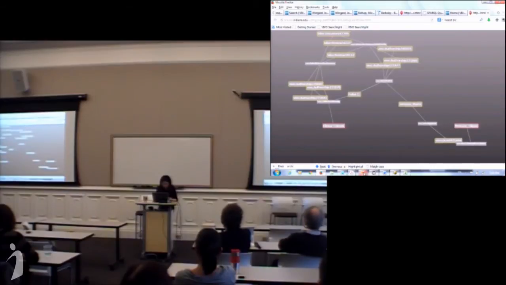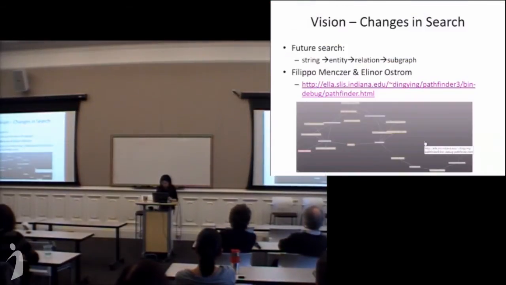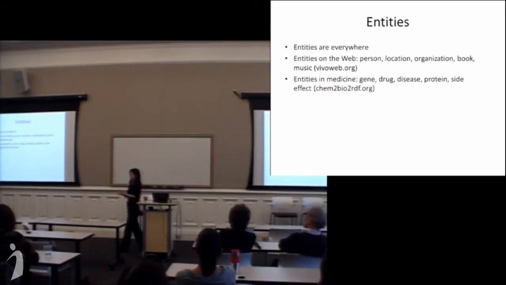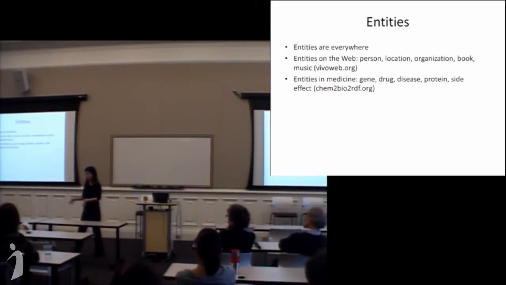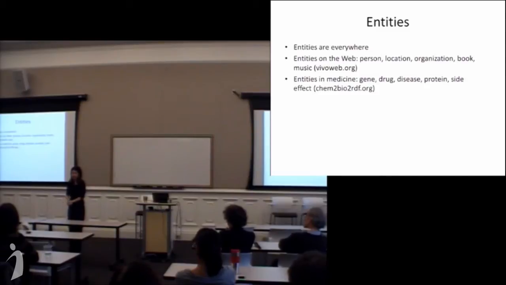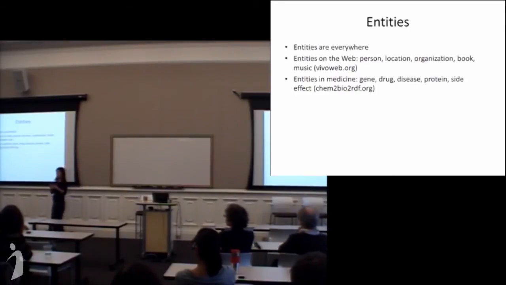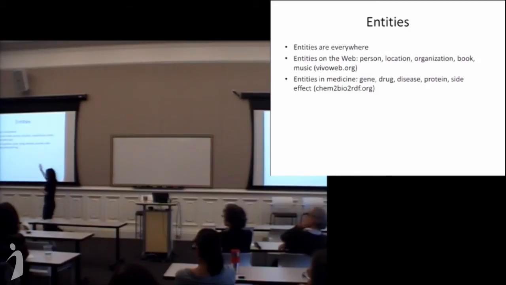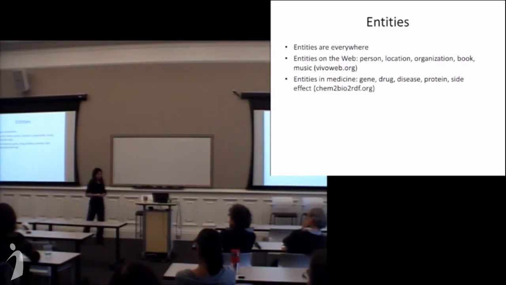So let's go back to my talk. Like I said, we change from strings to things. What are things? Things are entities. So entities are actually everywhere. Here, I want to show you two examples of how I deal with these entities based on the vision I hold of the change in search. The first is the common entities on the web: people, organizations, books, music, right? So that's my first example. My second example is actually entities in the medical domain, life science. So they are gene, drug, disease. Okay, let's start the first example.